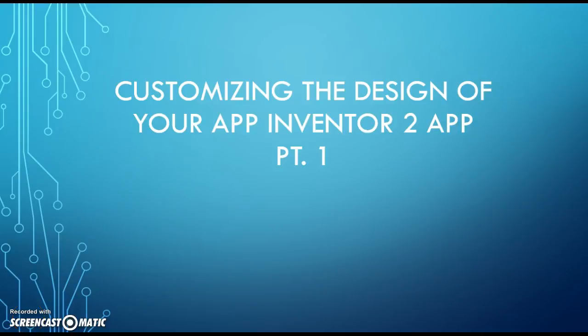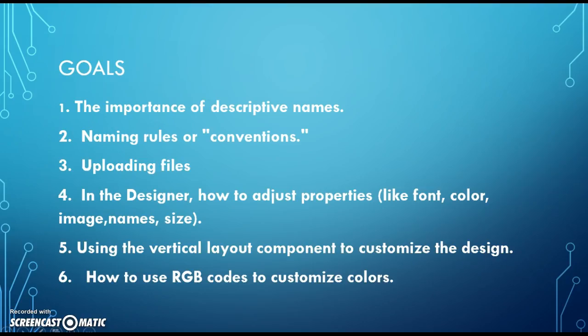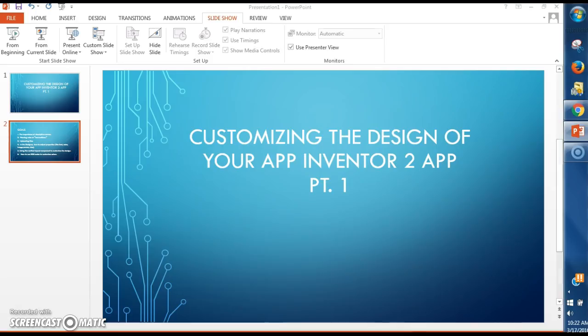Customizing the design of your App Inventor 2 app, Part 1. The goals of this short video are the following: to learn the importance of descriptive names when programming, naming rules or conventions, uploading files in the designer, how to adjust properties like font, color, image, names, and size, using the vertical layout component to customize the design, and how to use RGB, red, green, blue codes to customize colors.